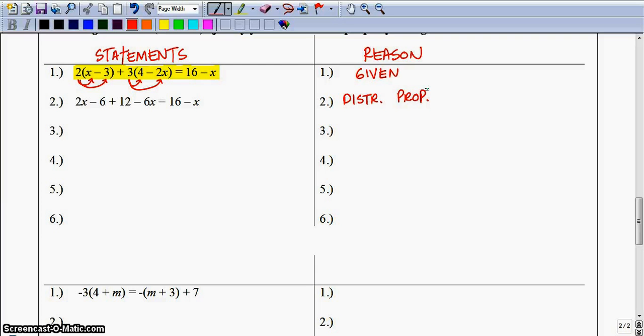Next step, I'm going to combine like terms. So I've got negative 4x plus 6 equals 16 minus x. We can call that substitution. So substituting in place of negative 6 and positive 12, when you combine those, you're replacing that with a positive 6, or you can just call it the process of combining like terms.